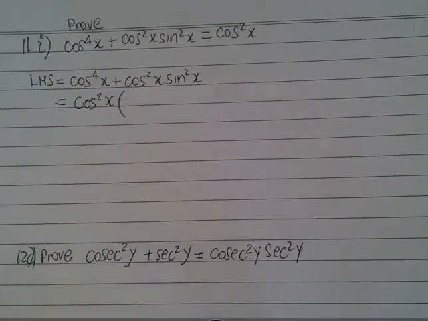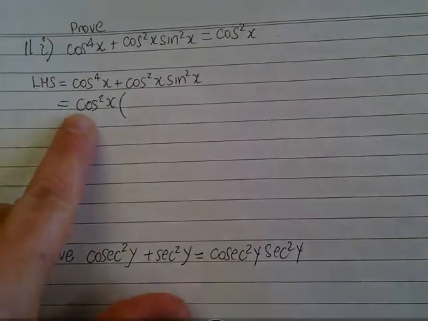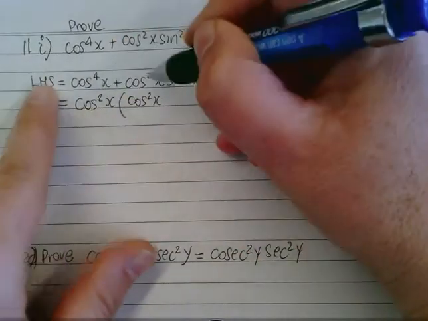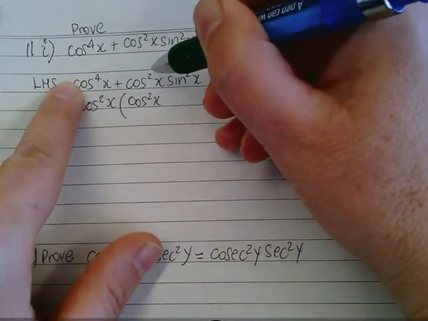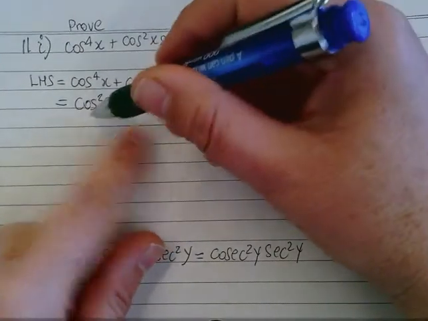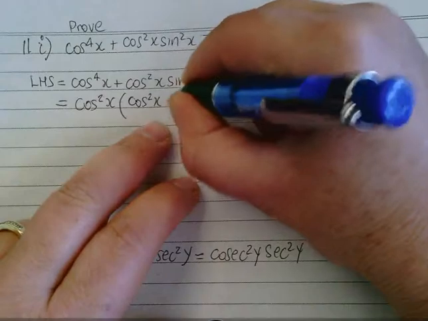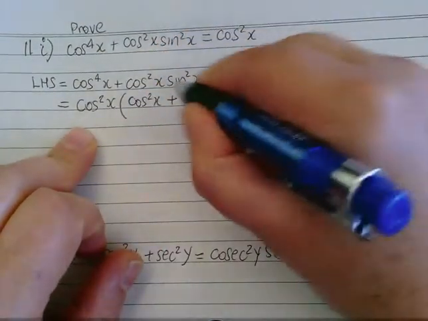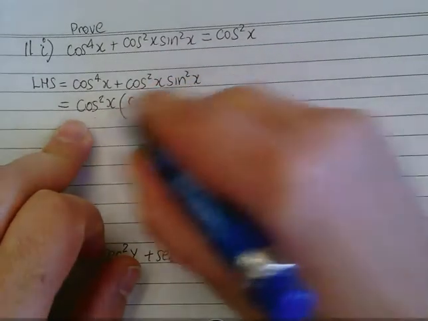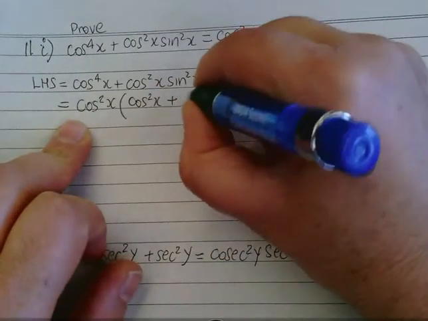See, cos to the power of 4x is cos x times cos x times cos x times cos x. So that's another cos squared x here. Are we okay? So there is definitely a cos squared x in common. So I pull it out. I still need another 2 cos x's. So this is pulled out. First term's done. What am I missing? Cos squared times sine squared.